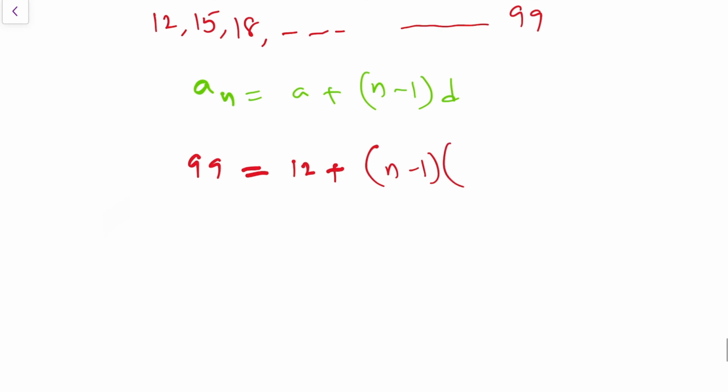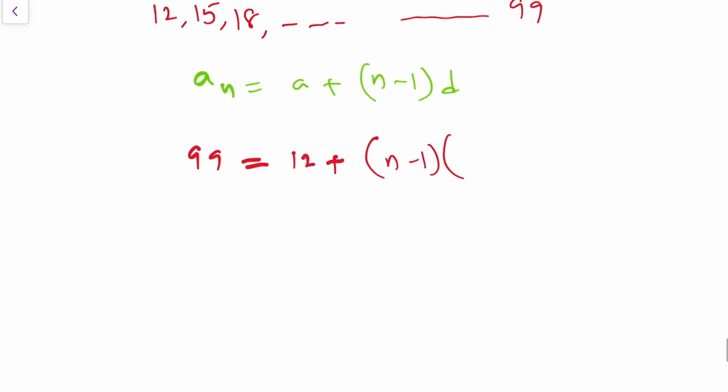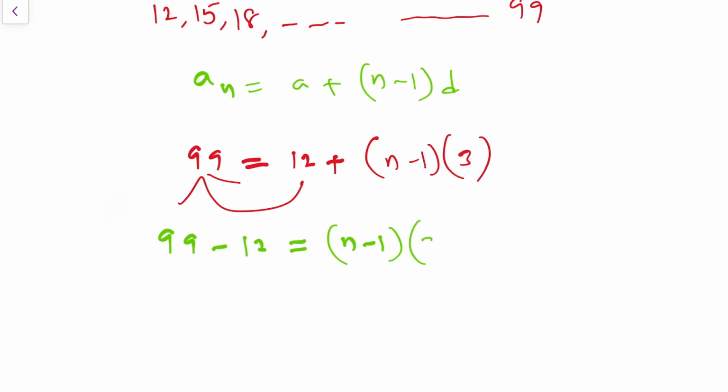Minus 1 into d, common difference. This is the 3 table, right? So definitely the common difference will also be 3 only. Take 12 to this side, it will become minus. 99 minus 12 is equal to n minus 1 into 3. 99 minus 12, 87, is equal to n minus 1 into 3.